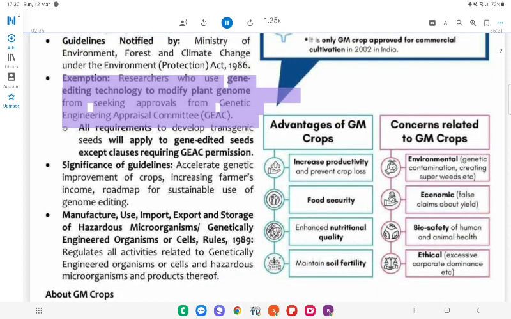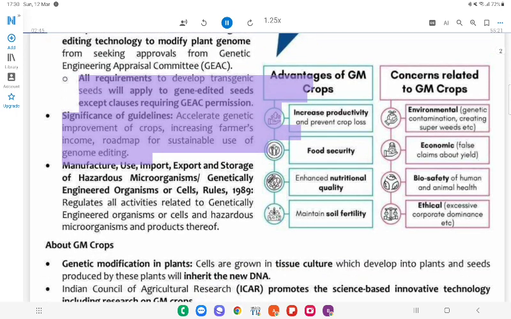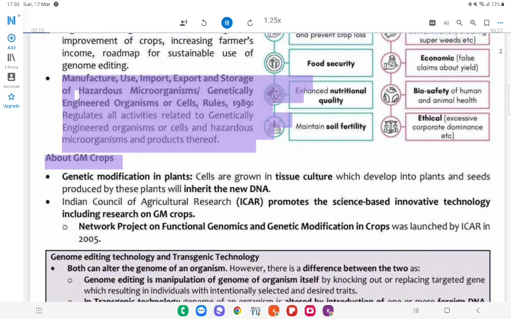Exemption: researchers who use gene-editing technology to modify the plant genome are exempt from seeking approvals from the Genetic Engineering Appraisal Committee, GEAC. All requirements to develop transgenic seeds will apply to gene-edited seeds except clauses requiring GEAC permission. Significance of guidelines: accelerate genetic improvement of crops, increase farmers' income, roadmap for sustainable use of genome editing. The 1989 Rules regulate all activities related to genetically engineered organisms or cells and hazardous microorganisms and products thereof.